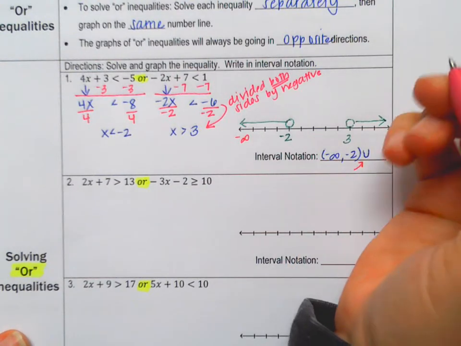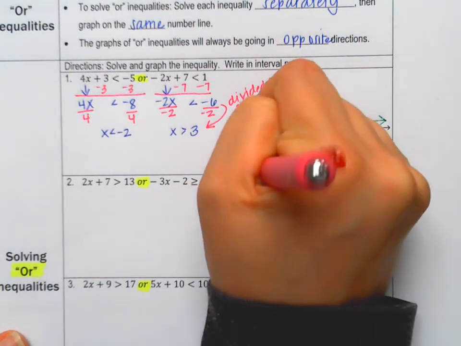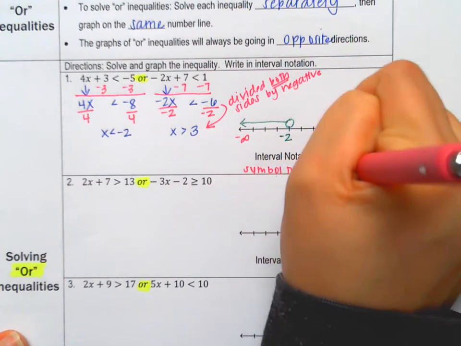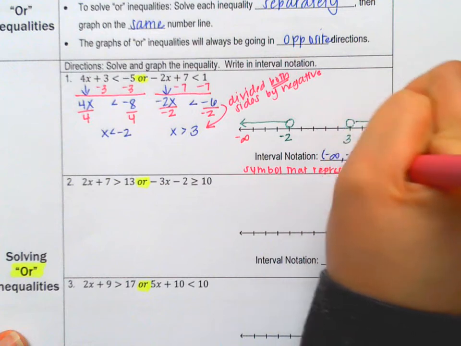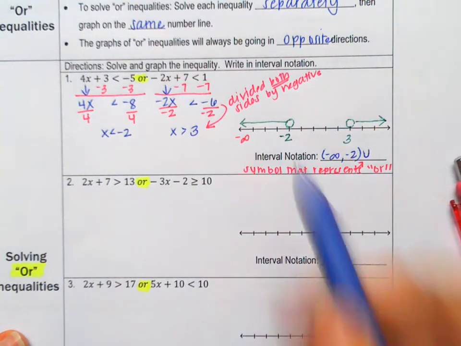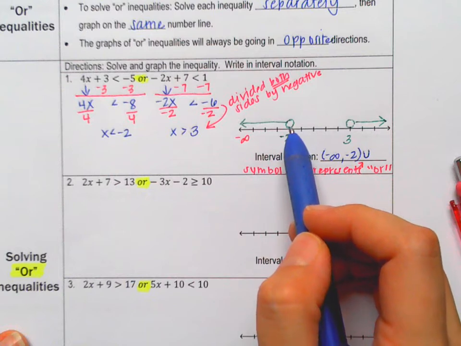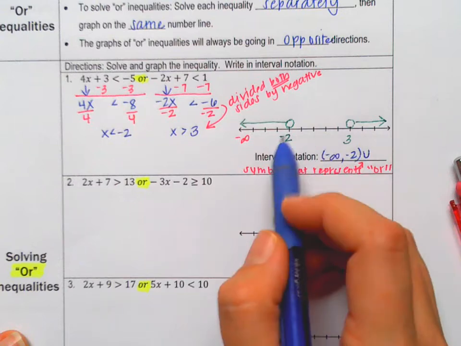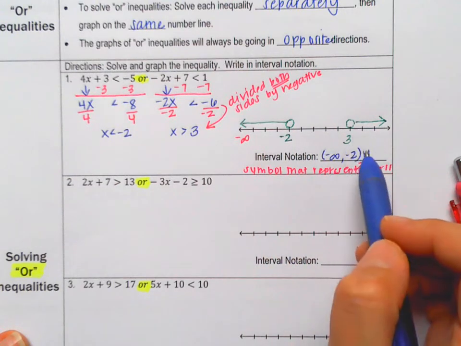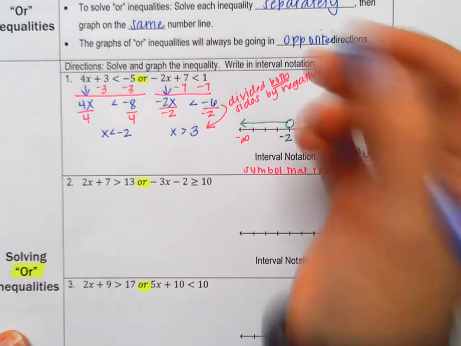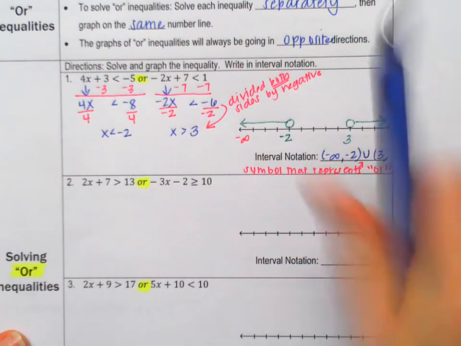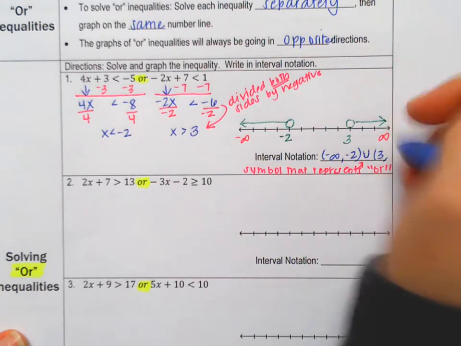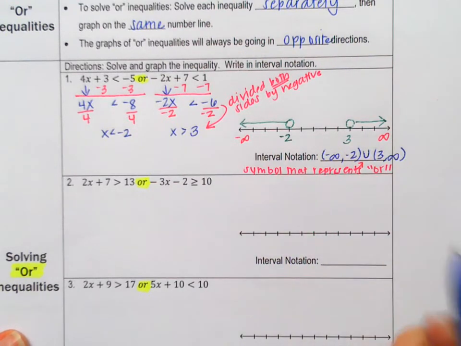So this symbol represents "or." Basically, anytime there's a gap between two parts, you always put a U to represent that it's continuing on. And then 3, it starts at 3. It's an open circle, so it's a parentheses. And then it goes on in the positive direction forever, so it's going to infinity. Remember, we use parentheses always with infinity.